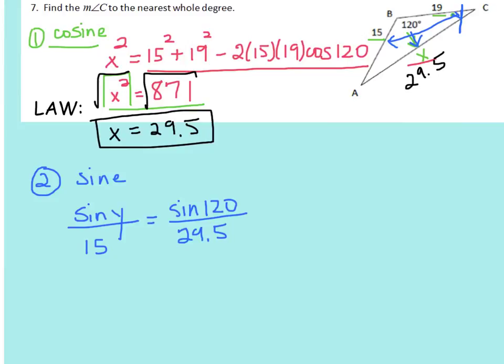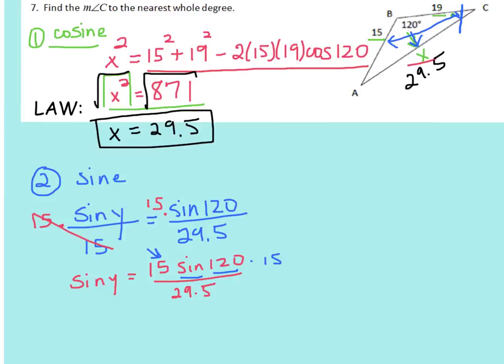So I need to multiply this side by 15, and I need to multiply this side by 15. Cancel that out. Sine of y equals 15 times the sine of 120 divided by 29.5. You'll notice that I put the 15 in front. You want to be very careful. If you are trying to enter this into the calculator and you type sine 120 and then times 15, it may take the sine of both of those and not do what you're asking it to do. So if it were me, I would make sure that I had the 15 on the other side.